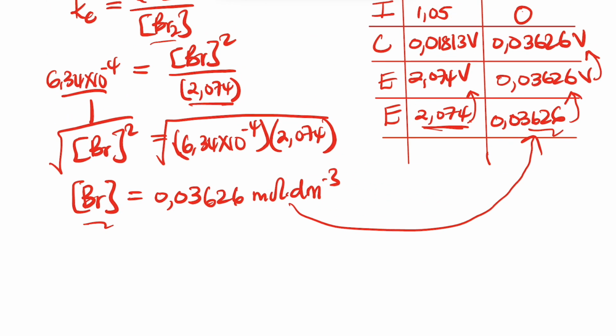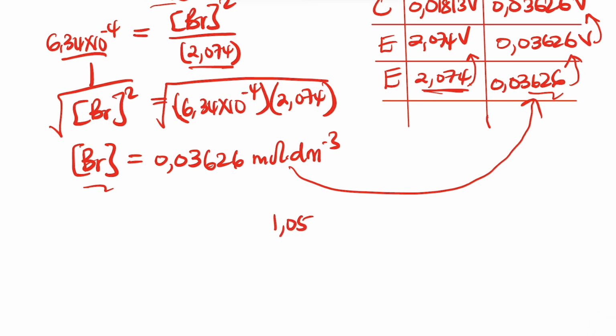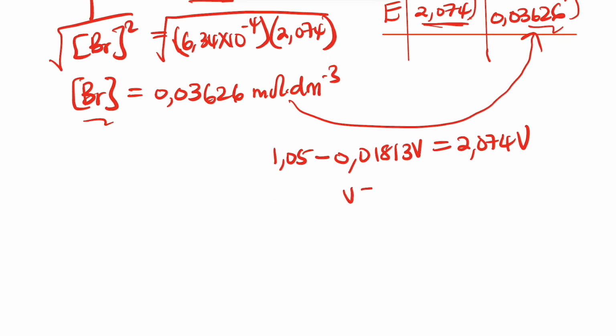So remember what we are looking for. We are looking for V. What is going to help us get the V? We say this minus this gives us the V. The unknown here is only V, so we're going to get the answer. It's going to be 1.05 minus 0.01813 V is equal to 2.074 V. And if we do the math there, our V is going to be 0.5 dm3. That's the answer there.